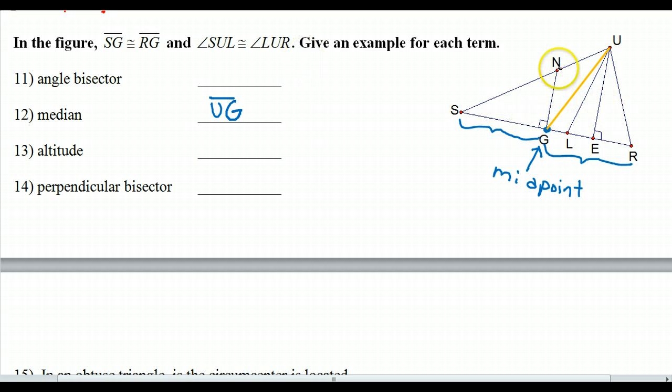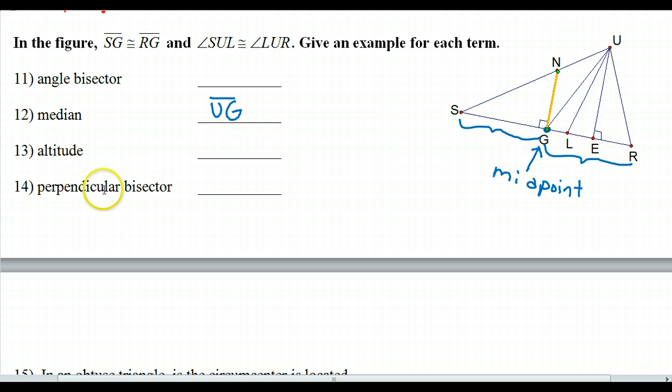Now look at segment NG. In fact, let me just move this thing around. Okay, look at segment NG. Segment NG is not coming from a vertex, so that eliminates a whole bunch of things. But segment NG is still going to the midpoint, but now it is perpendicular. So which one of these special lines is the one that has to hit the midpoint and it's always perpendicular?